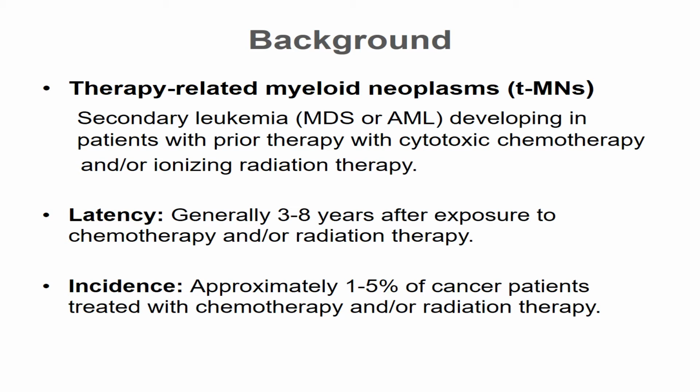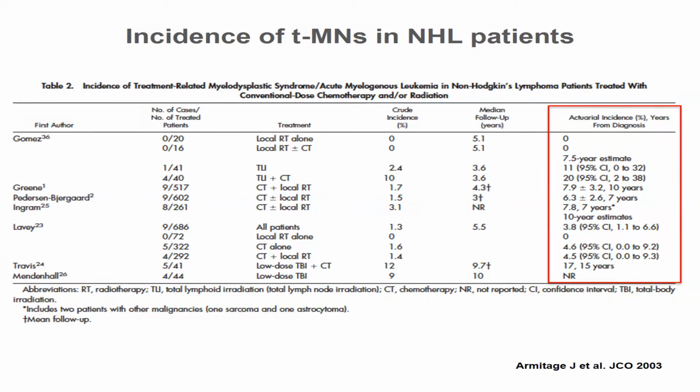There is a lot of data on this dating back to the early 2000s. This is a paper from Dr. Armitage that looked at this issue. And I think the most important thing is the incidence depends on the duration of follow-up and also how big the population you're looking at, and perhaps the type of chemotherapy or radiation that the patients receive. But you can see on the right of this picture that the incidence is variable, up to 20% in one series, but I think that's probably an outlier.